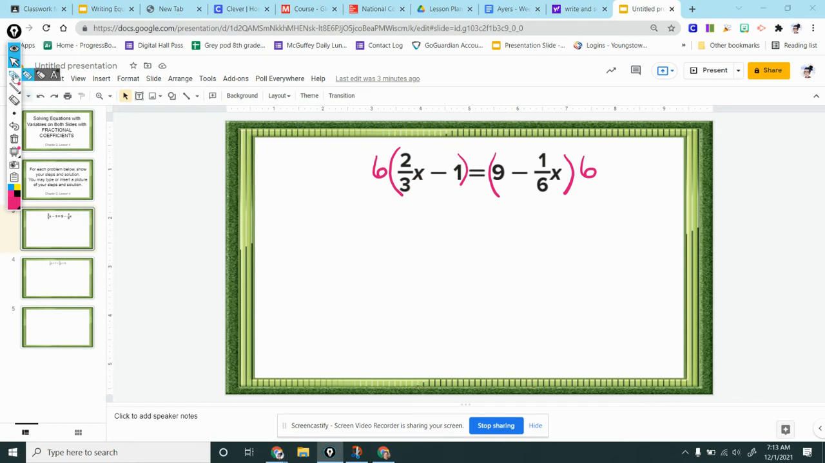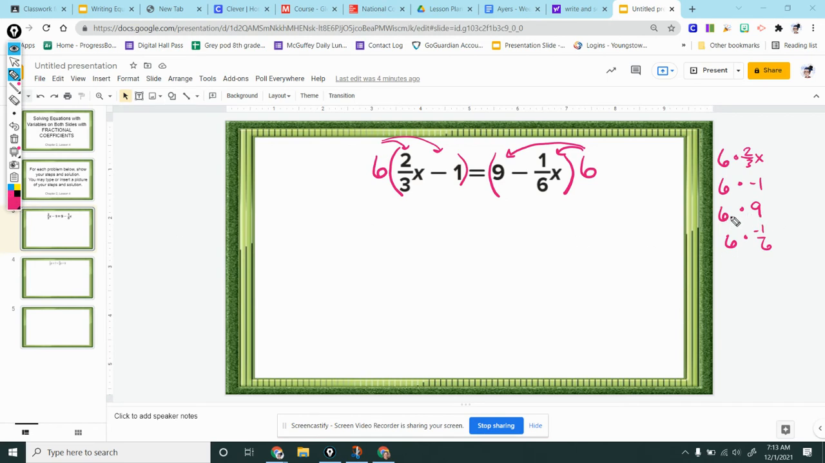Okay, so here's what we're going to do. I need to distribute this 6. 6 multiplied by 2/3 x. I need to multiply 6 times -1. See how I'm multiplying it here and I'm multiplying it here. I'm distributing. I'm also going to multiply 6 times the 9. And I'm also going to multiply 6 times the -1/6. All right, so I'm distributing 6 times everything.